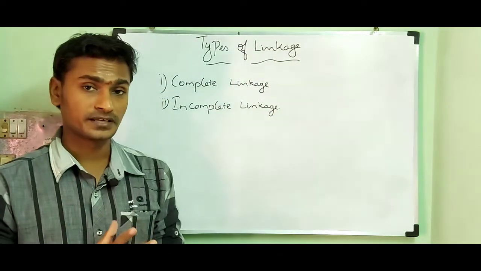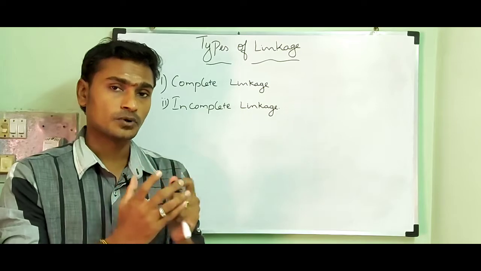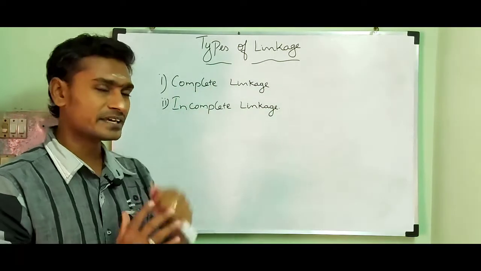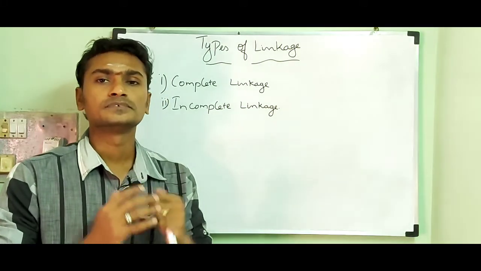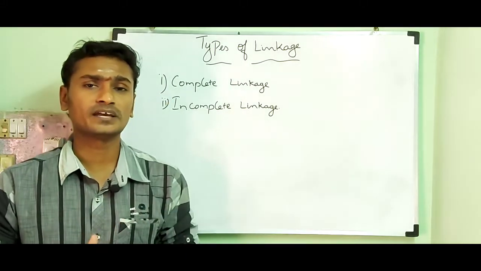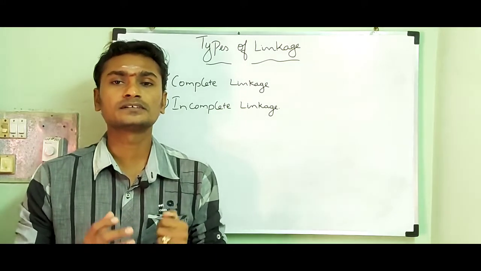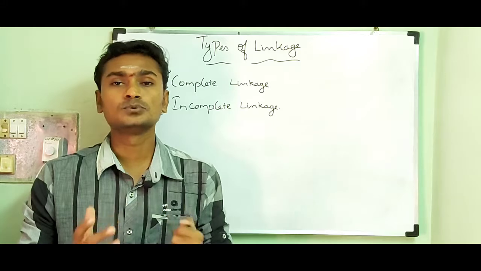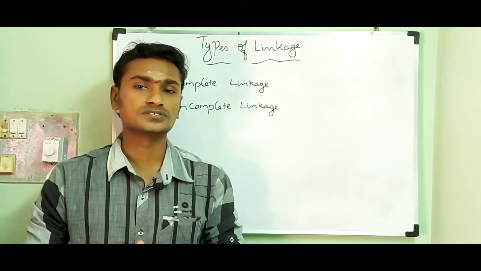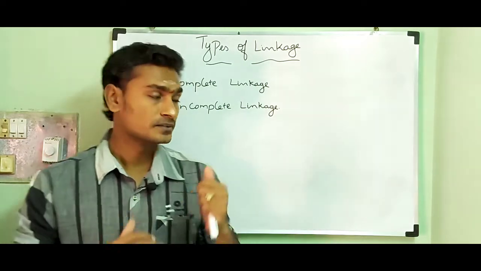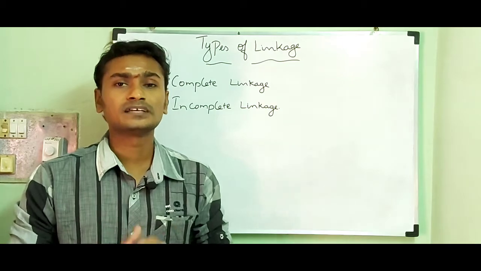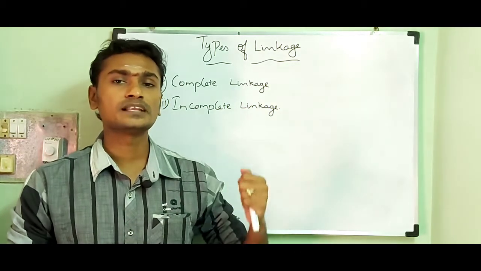Let me explain the two types of linkage one by one. First, I am going to explain the complete linkage with a definition and with an example. Complete linkage can be defined as genes located on the same chromosome that do not separate and are always inherited together due to the absence of crossing over. It is a rare event, but it has been reported in male Drosophila.